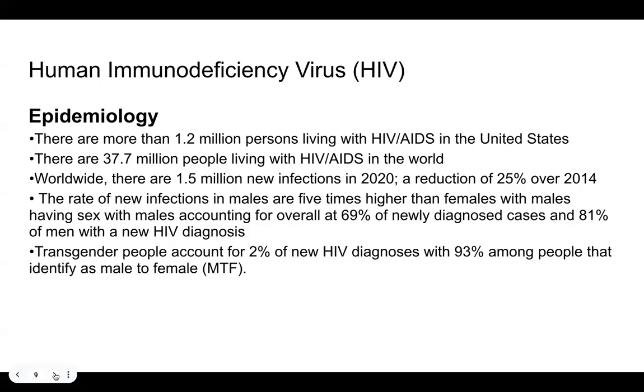The rate of new infections in males is 5 times greater than in females. The infection rate is greater in males having sex with other males. This accounts for overall 69% of newly diagnosed cases. And 81% of men with a new HIV diagnosis accounts for a great deal too. Transgender people account for 2% of new HIV diagnoses, with 93% among people that identify as male to female.